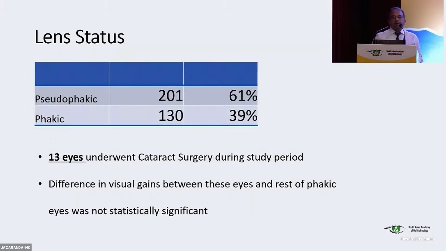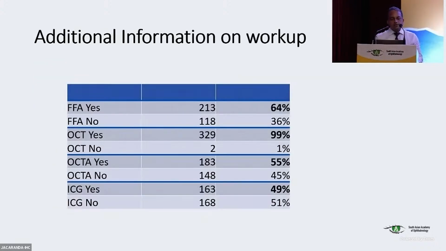39% eyes were phakic, and out of that 10%, that is 13 eyes, underwent cataract surgery during the 2 year period. We tried to compare with multiple tests the visual gains in eyes which have undergone cataract surgery versus phakic eyes who had not undergone cataract surgery. The difference was not significant. So cataract surgery had not influenced our visual outcomes.